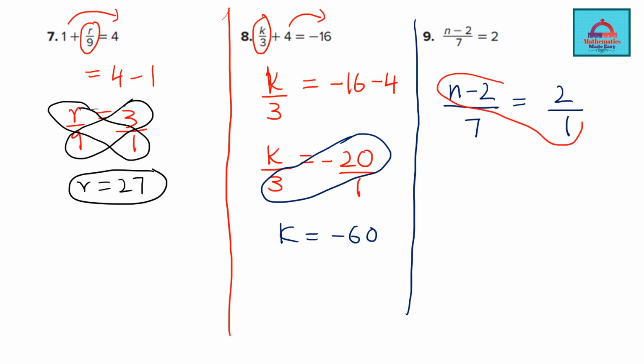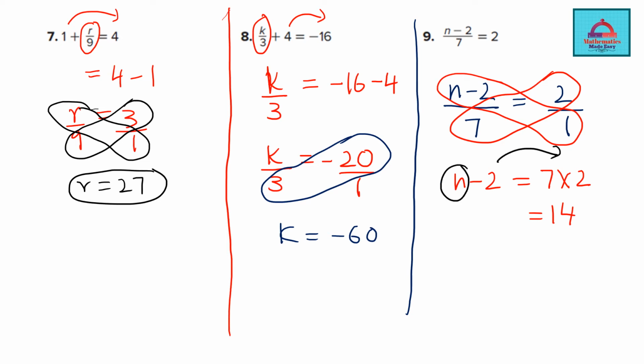So cross multiply and you will get n minus 2 equal to 7 multiplied by 2, which is 14. Now you can isolate your n. You can keep n here and move minus 2 to the other side, so it will become plus 2. So n is 16. And again, you can check your answer by substituting in the original equation.